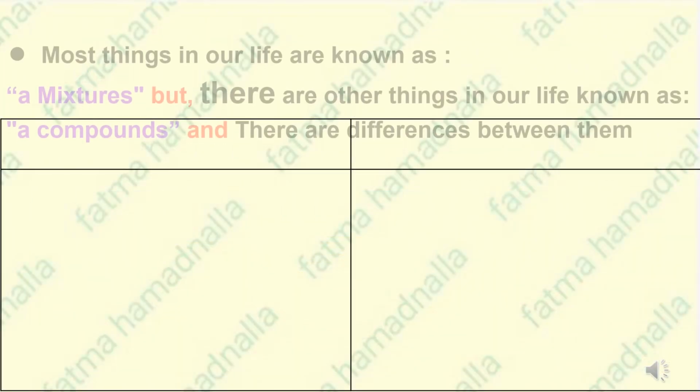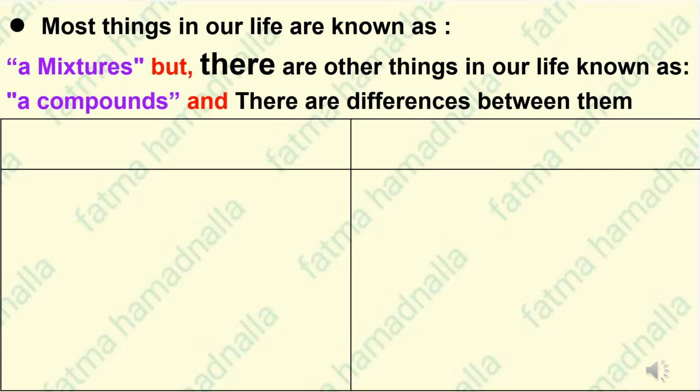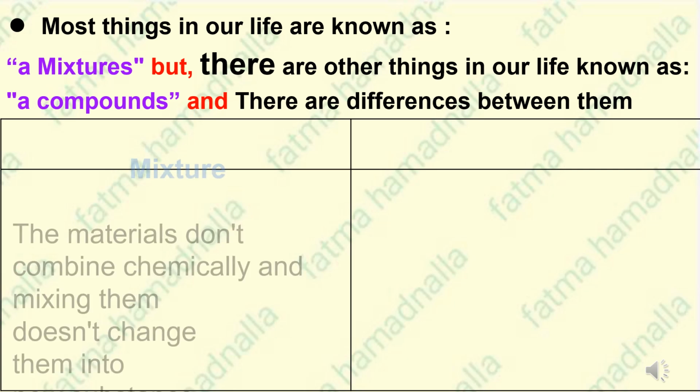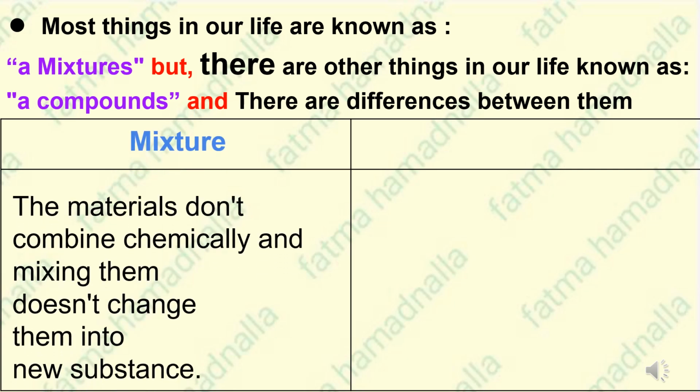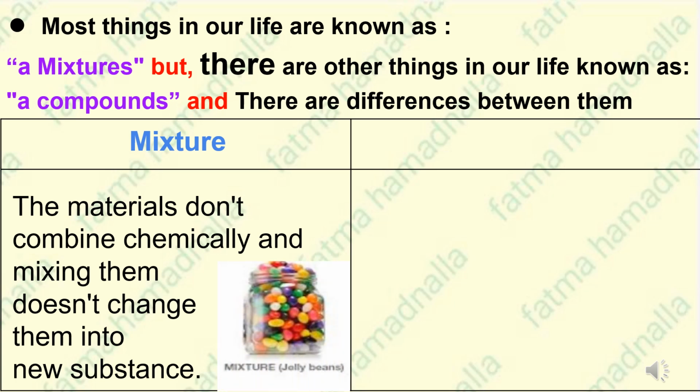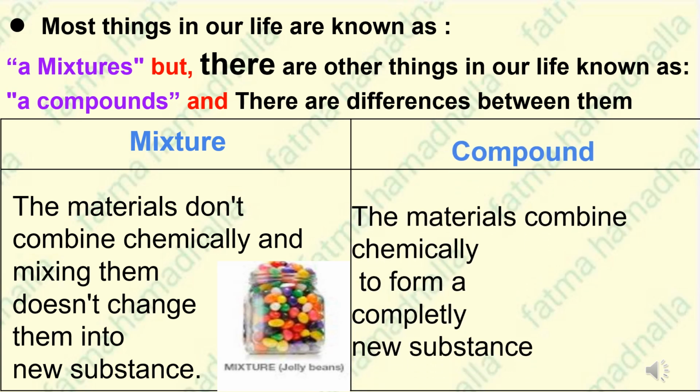Most things in our life are known as mixtures, but there are also other things known as compounds. There are important differences between them. The materials in a mixture do not combine chemically, and mixing them does not change them into a new substance. For example, a mixture of jelly beans. Okay? But the materials in a compound combine chemically to form a completely new substance. For example, the compound NaCl, salt. Okay?